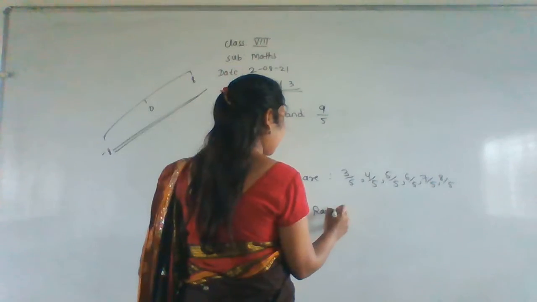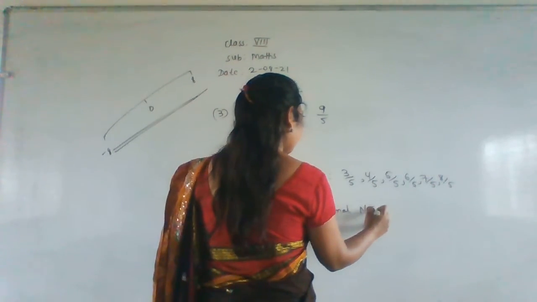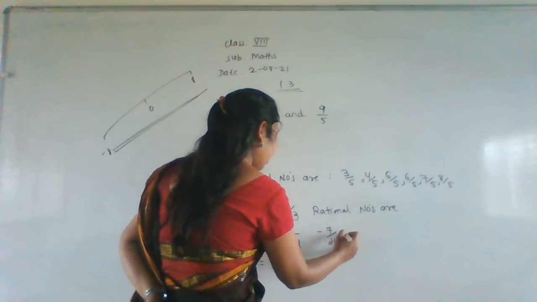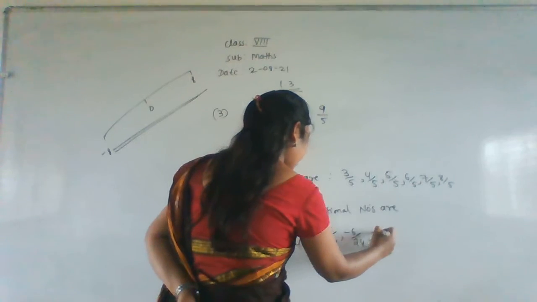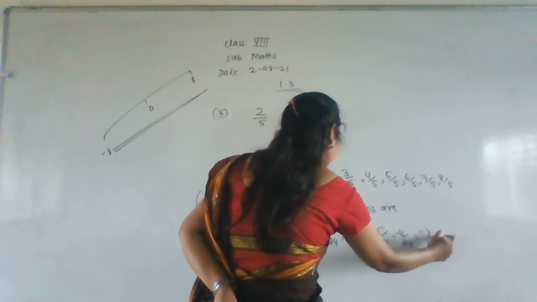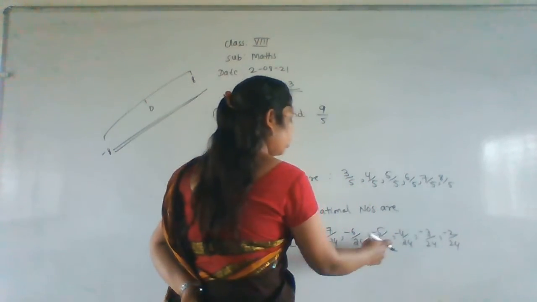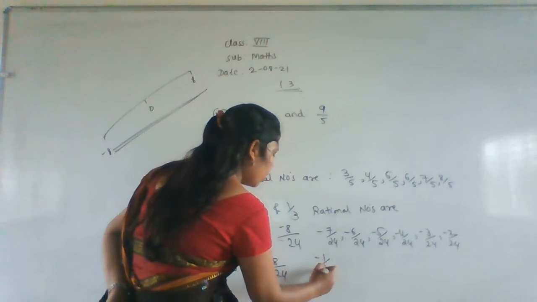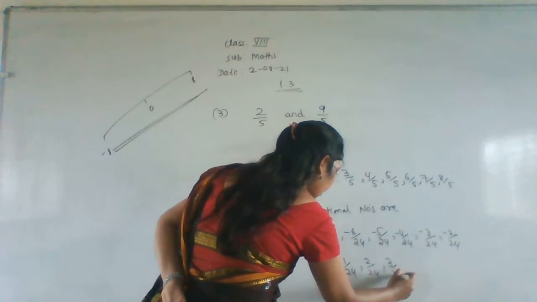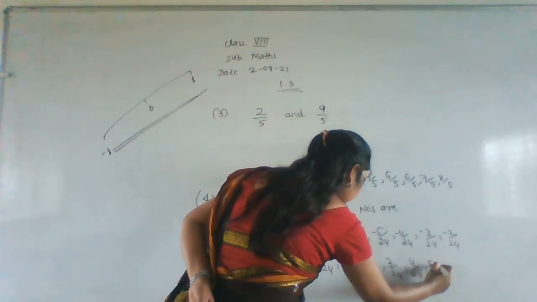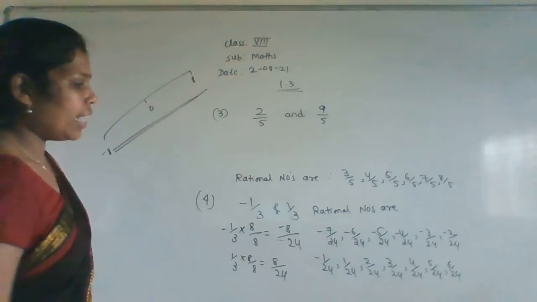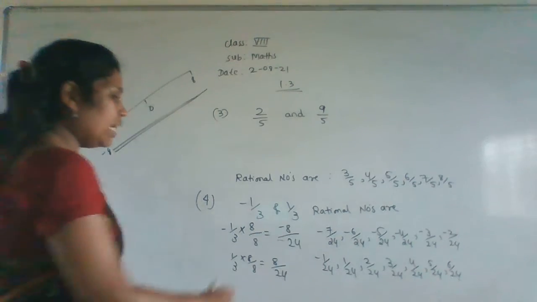So here the rational numbers are minus 7 by 24, minus 6 by 24, minus 5 by 24, minus 4 by 24, minus 3 by 24, minus 2 by 24. How many have I written? 6. Right? Next, minus 1 by 24, 1 by 24, and 2 by 24, 3 by 24, 4 by 24, 5 by 24, 6 by 24, like that. Okay? Write only 10. I think I wrote 12 here. You can write only 10 here.